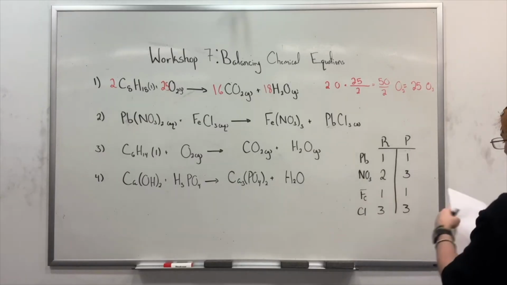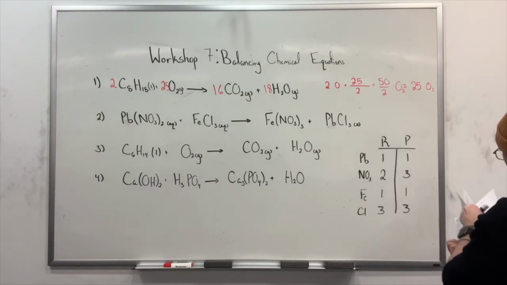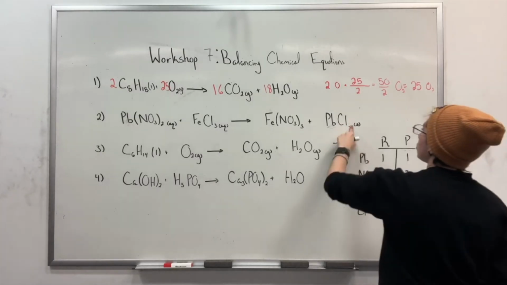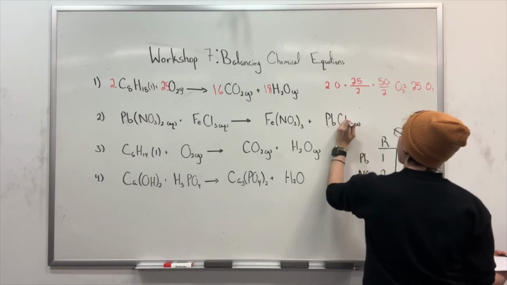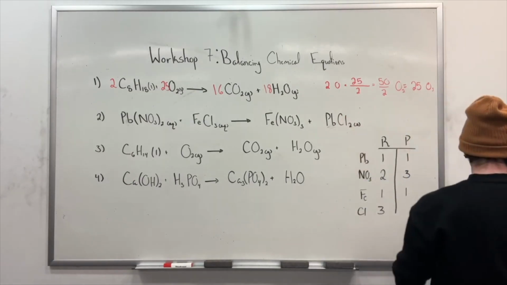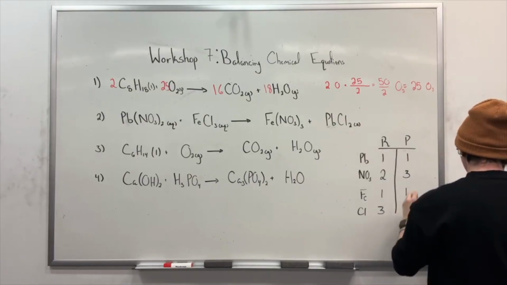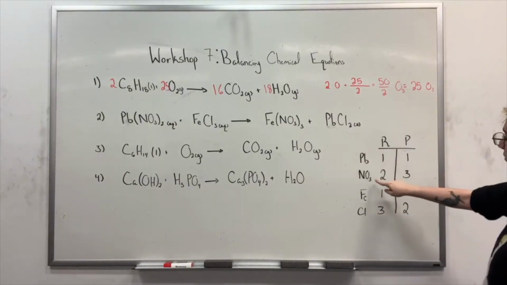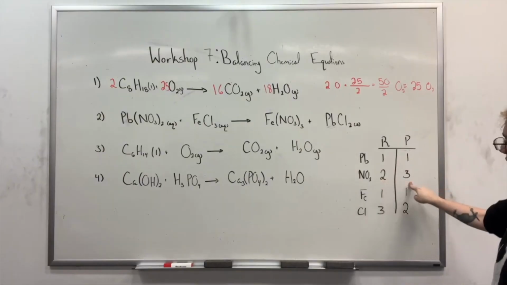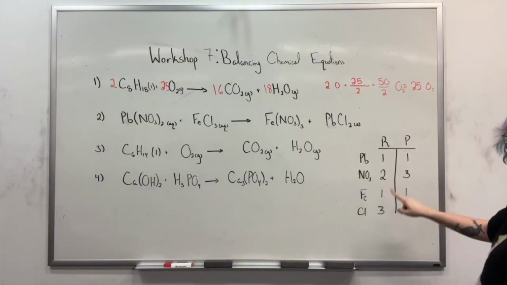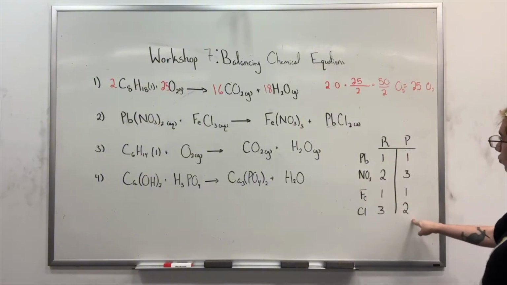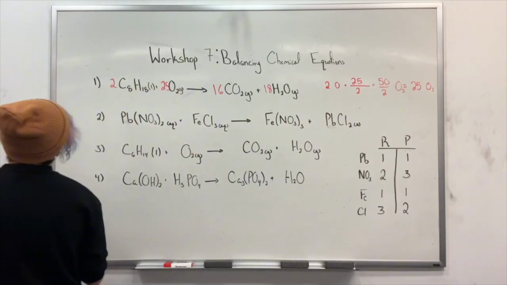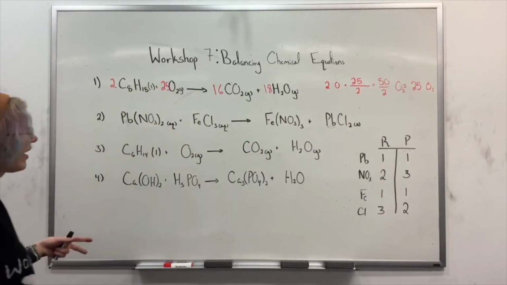Oh, I'm sorry, I wrote the problem wrong, it looks like. Let me just check. Yeah, this is supposed to be a 2. So we actually have 2 chlorines on the product side. Sorry about that. Yeah, so 1 lead on each side, 2 nitrate on the reactant, 3 on the product, 1 iron on each side, 3 chlorine on the reactant, 2 on the product. There we go. So now again, we're looking for the harder species to balance.